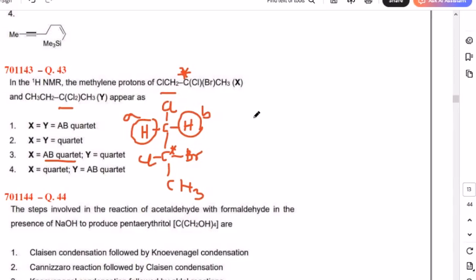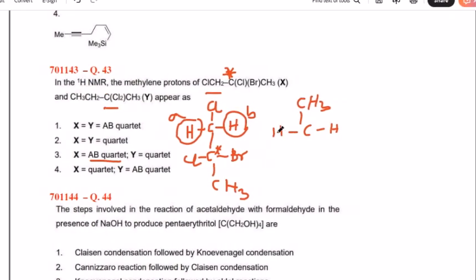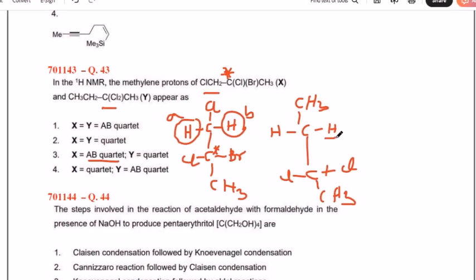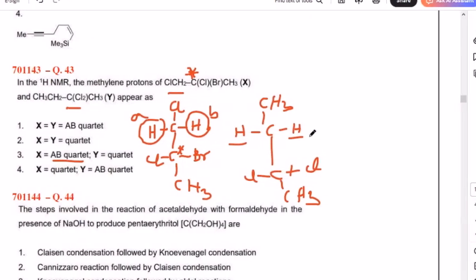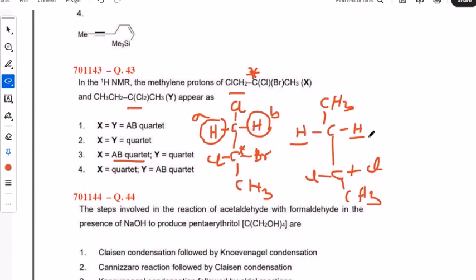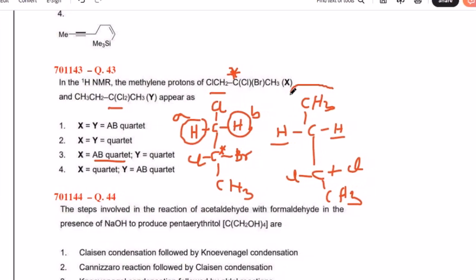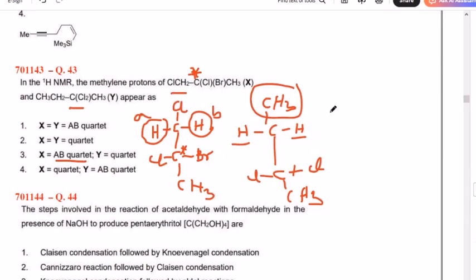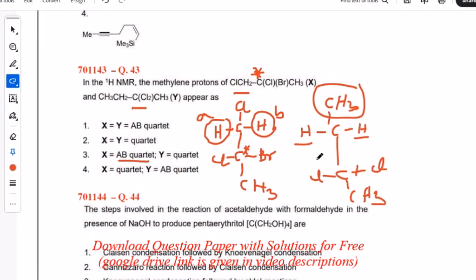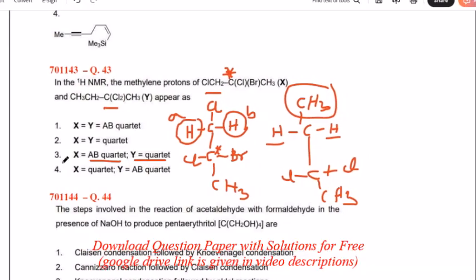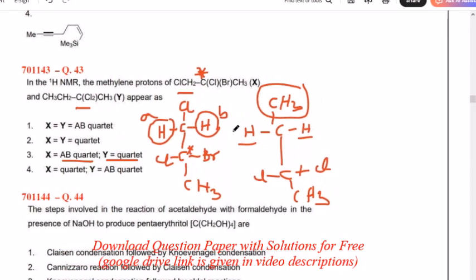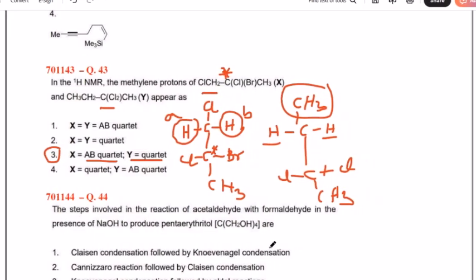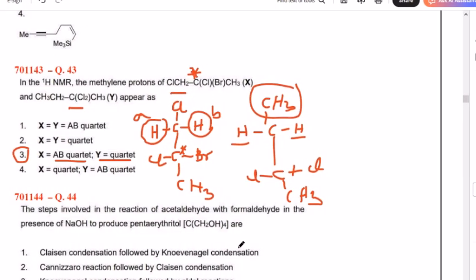Coming to this compound, this is not a chiral center, and these 2 are homotopic, isn't it? So it is going to give a singlet, whereas since it has 3 protons adjacent to it, these 2 protons are going to form a quartet. So compound Y is going to give a quartet, and compound X is going to give an AB type quartet. So option number 3 is the correct option, friends. Question number 43, option number 3 is the correct option, friends.